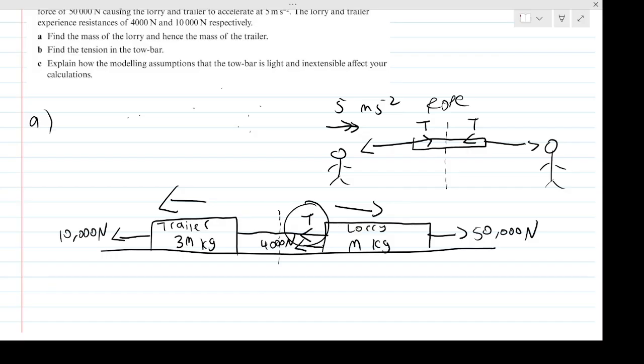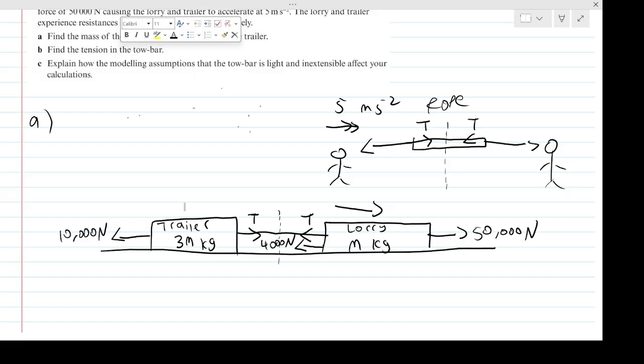On the left side of the tow bar, the trailer is going to want to push it to the left, and it's going to stretch out the tow bar again. So the tension in the tow bar is going to go to the right to oppose the trailer pushing it to the left to stretch it out. So there's tension either side of the rope here, and that will always be the case.